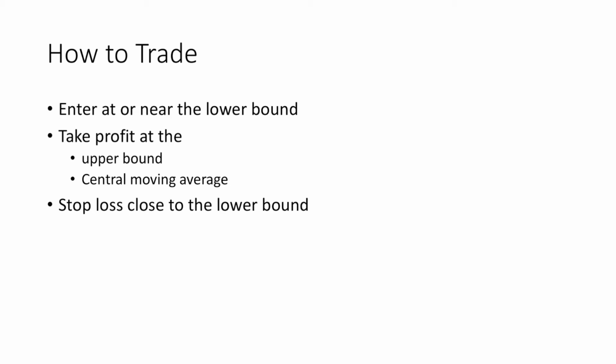You want to take profit at the upper bound of the Kovach reversals indicator or the central moving average. This will depend on your risk tolerance. You want to put the stop loss very close to the lower bound. Unfortunately, it's difficult to quantify what very close actually means, as it depends on the product. Very volatile products will have long wicks, which may extend quite a bit past the lower bound of the Kovach reversals indicator. Less volatile products will not have this problem.